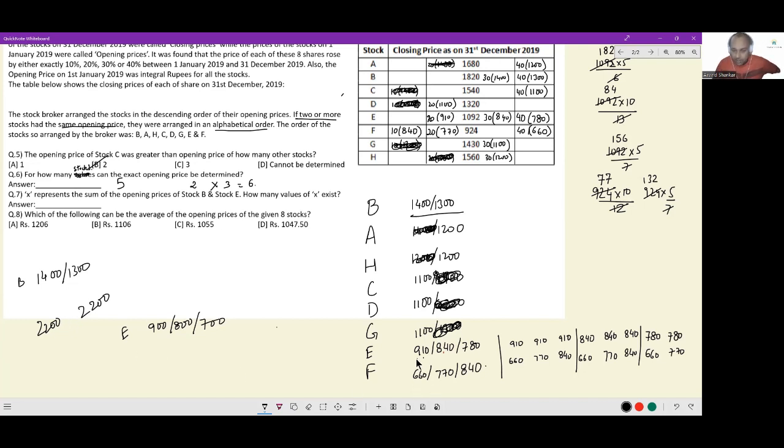The fact that none of the values here for E differ by 100 means every pairing that I make, I will get different values. The answer to question number 7 has to be 6. Last question.